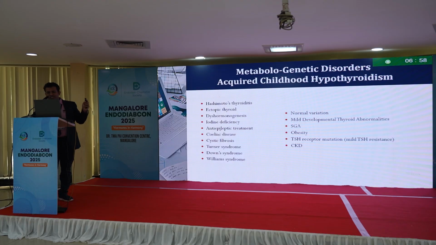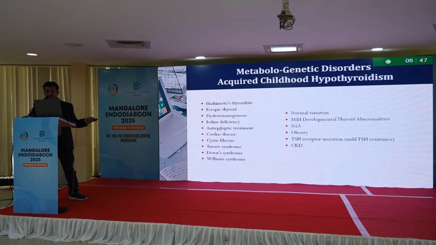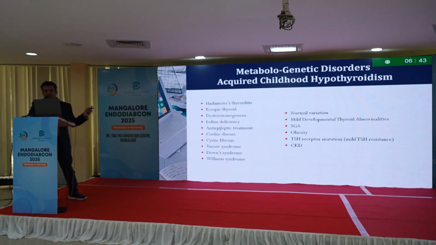That is why this summary will help you, because among metabolic and genetic conditions associated with acquired hypothyroidism, you can see celiac disease is one of the things in North India. In North Karnataka also we have it. Cystic fibrosis is another genetic condition. Turner syndrome, Down syndrome, Williams syndrome. The remaining are very rare.